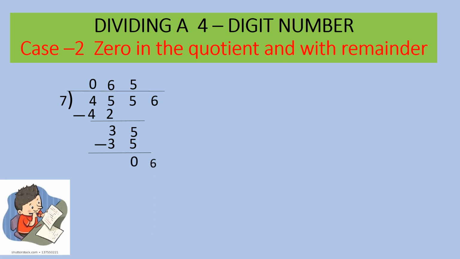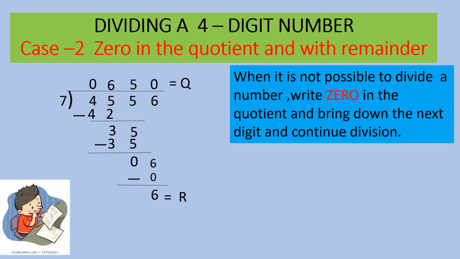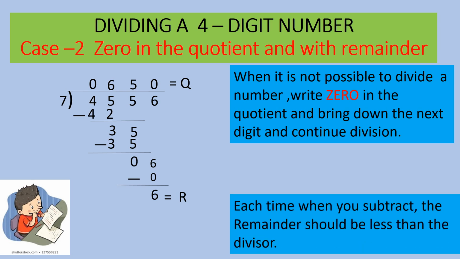Can you distribute 6 chocolates to 7 students? No. So you have to put 0. They will get 0 only. So 0 7's are 0. What is 6 minus 0? That is 6. So what is remainder? 6. And what is quotient? 650. Okay. So when it is not possible to divide a number, write 0 in the quotient and bring down the next digit and continue division. And each time when you subtract, the remainder should be less than the divisor. Okay. So keep two things in your brain.